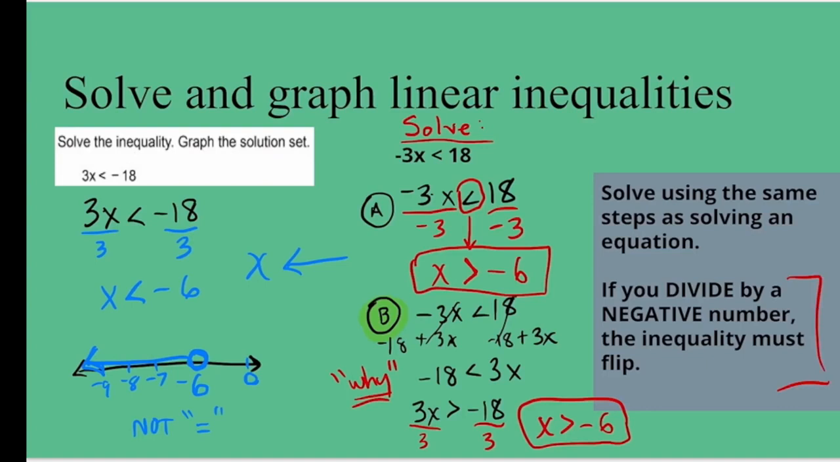Now in terms of graphing, we have a number line, negative 6, and since x is on the left side of that inequality, we're moving to the right. So open circle, and we're going to go to the right, towards 0. Going towards 0, our numbers are going to get smaller. And that's how you solve and graph linear inequalities.